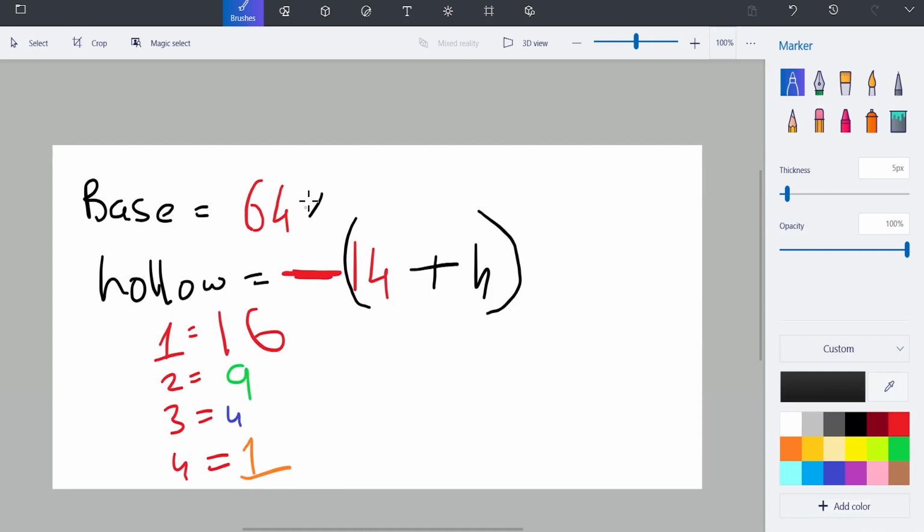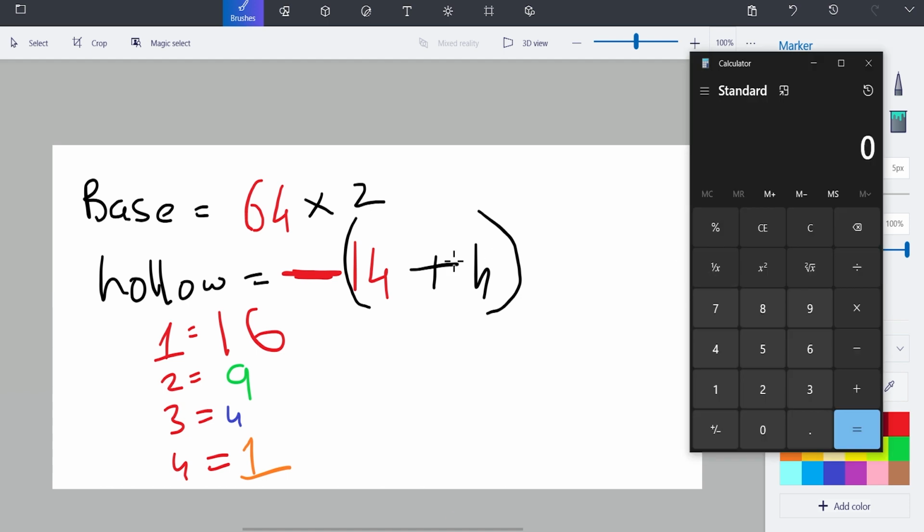So we have this multiplied by 2, and this again, as you mentioned, is minus 14 and the 4 additional hollows which are there. So I put both of them inside the minus sign, so it becomes minus 14 minus 4. So now I get 128 minus 14 minus 4 plus 16 plus 9 plus 4 plus 1. Oh, wait, 140?